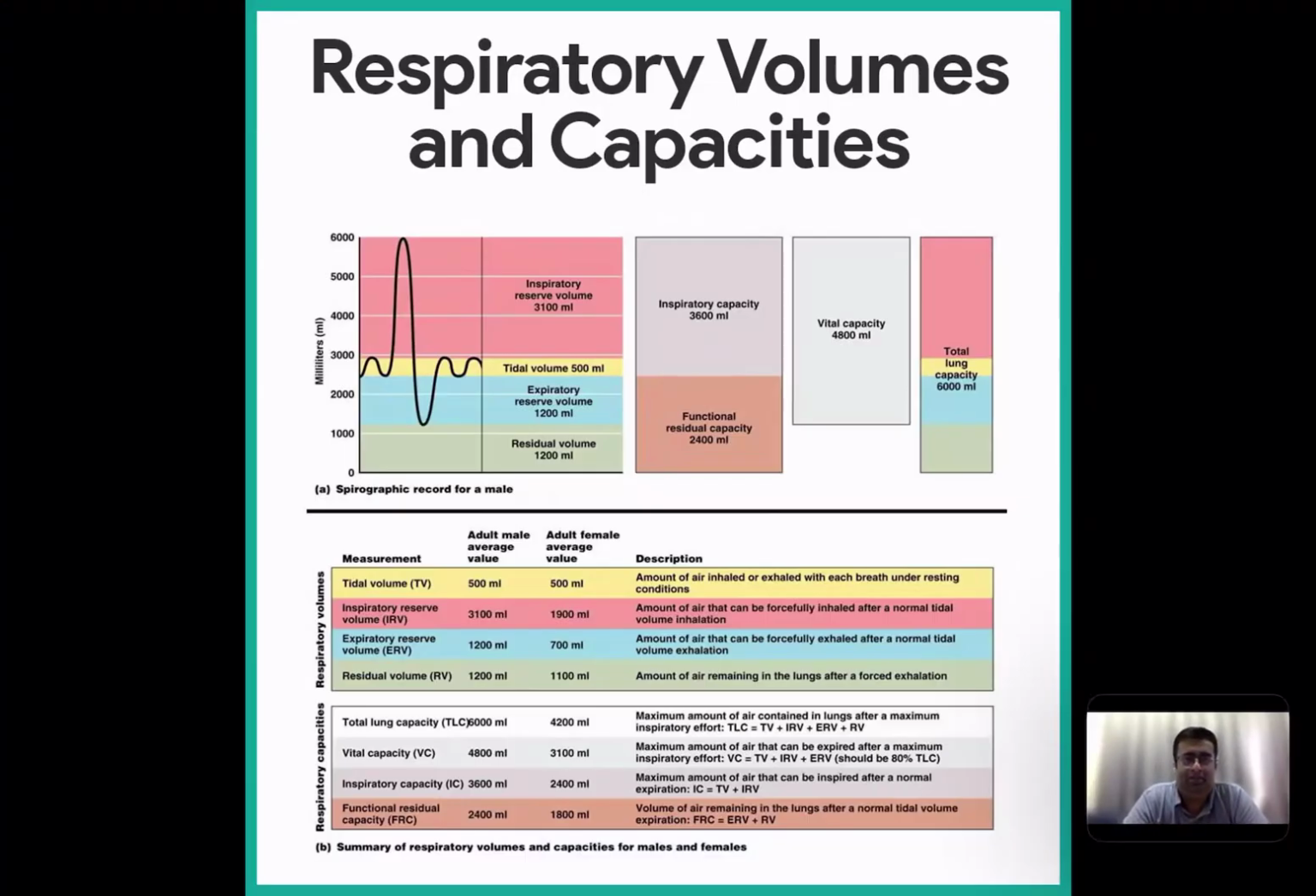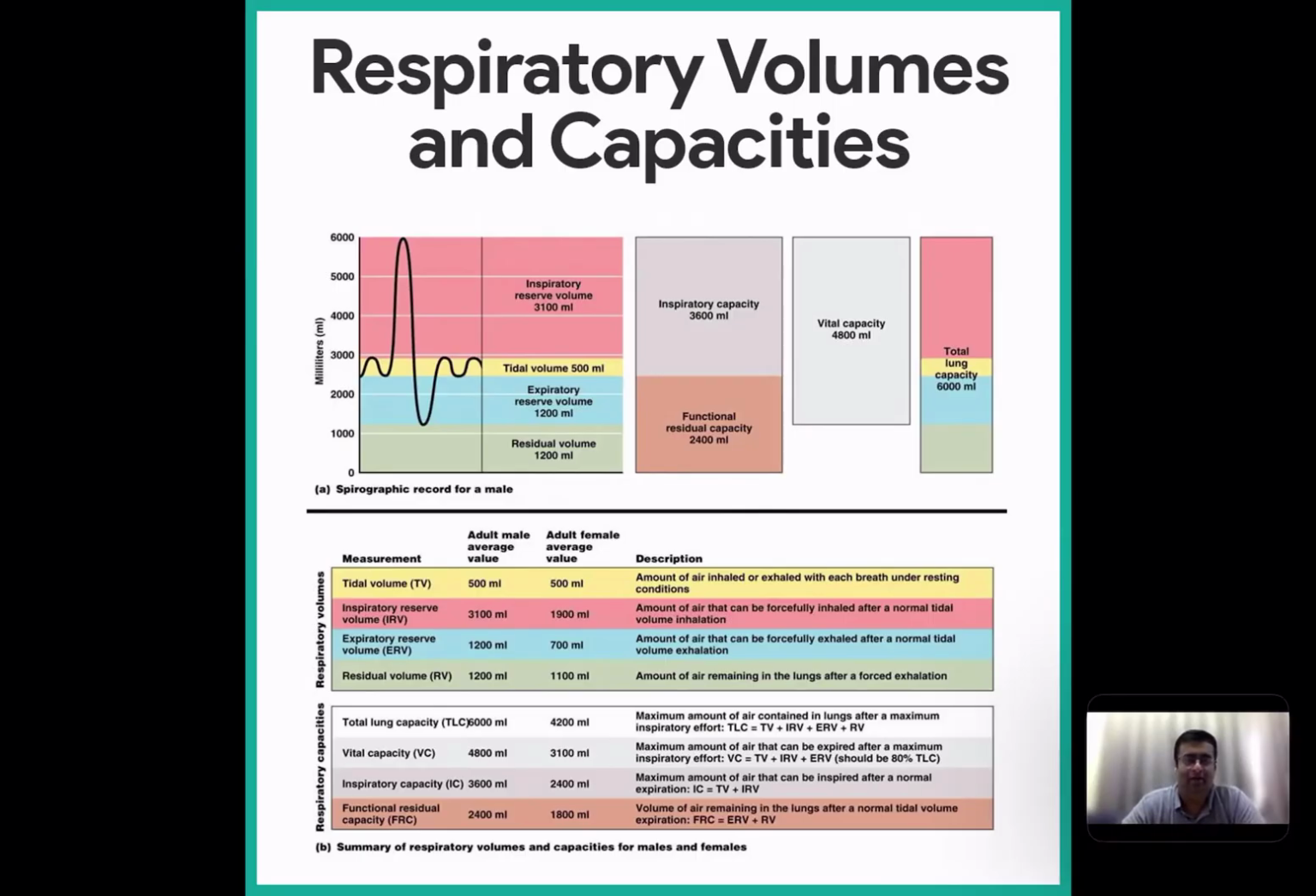Now, coming to respiratory volumes and capacities. As far as respiratory volumes are concerned, it talks about the amount of air that is taken in or given out during some specific conditions. And respiratory capacities are combinations of two or more volumes together. Now, the first term is tidal volume.